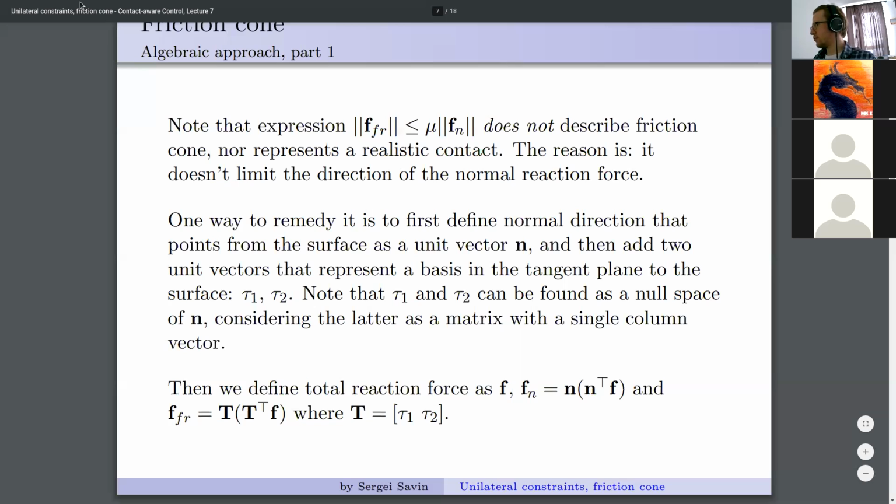Now for tau, the last expression on the slide is big T equal to tau1, tau2. So this is like two unit vectors put together to form a basis in the subspace, in the tangential subspace. And you can project F onto T exactly the same way. You can see the expression on the left bottom part of the slide: F friction equal to T, in the brackets T transpose F. That is the same thing.